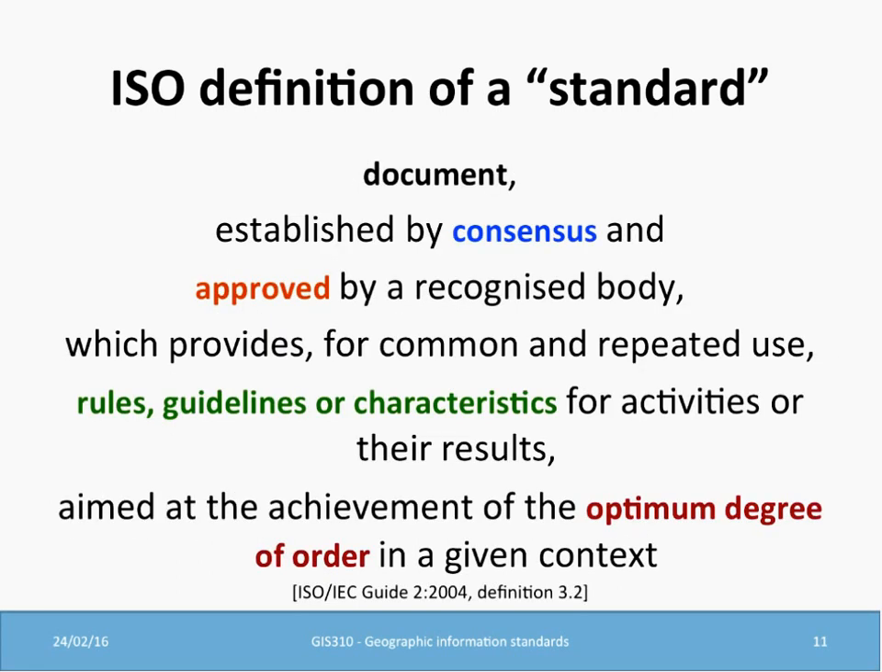Okay, so this is a nice definition of a standard. It's a document established by consensus that is published by an approved, recognized body. It has some rules, guidelines, and characteristics for a specific activity that creates some type of result, and this is usually controlled in some way. So this part about the consensus is quite important.